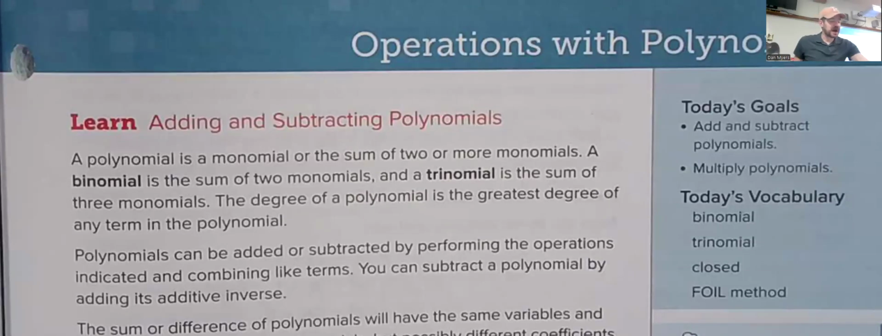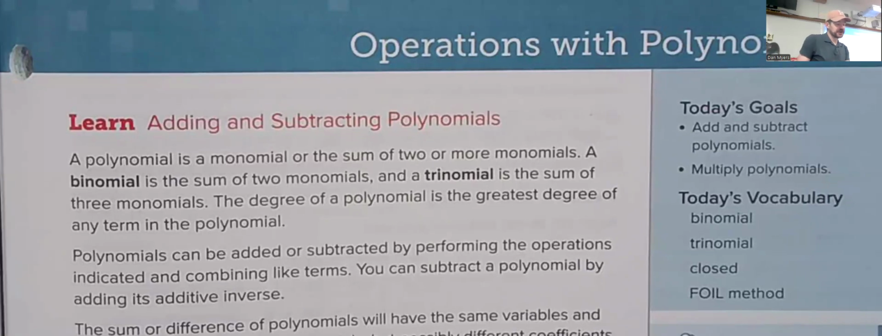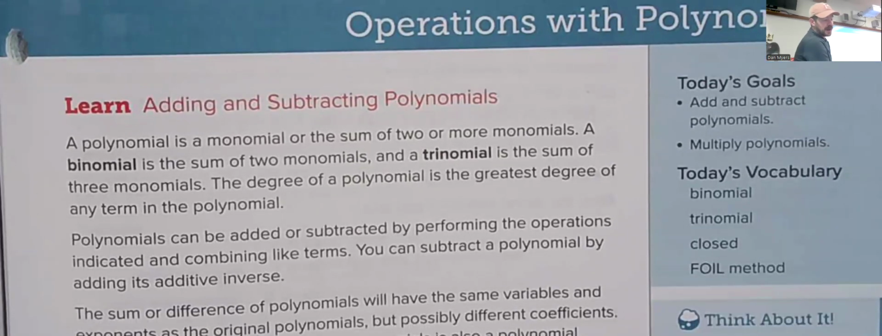All right. So operations with polynomials, you have all done this before, which is great. This is all algebra 1 stuff today for the most part. So a polynomial is a monomial, a single term. Monomial is a single term, or the sum of two or more monomials.